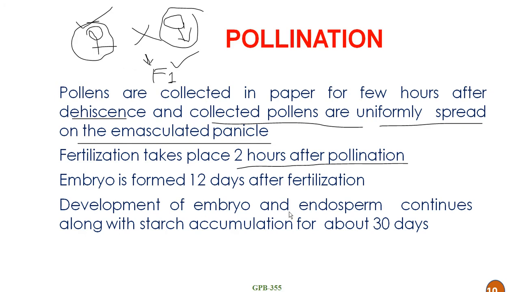The development of embryo and endosperm continues along with the starch accumulation for about 30 days, and after 30 days we can harvest the F1 hybrid seed from the female parent. So this is the hybridization technique in sorghum to produce the hybrid seed.